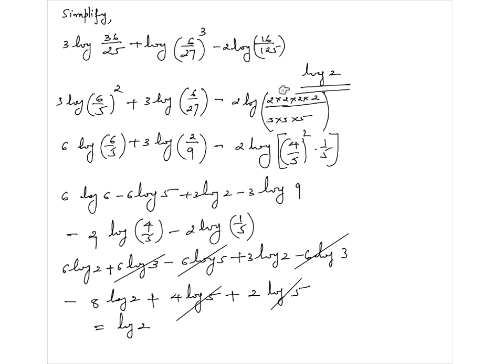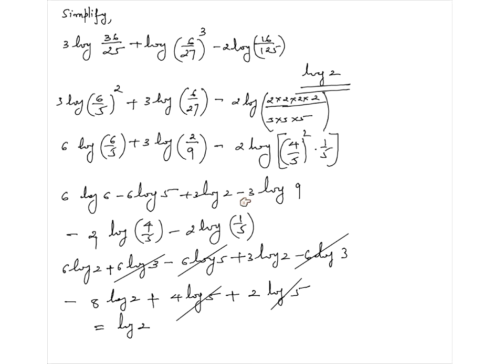Here it is 2 to the power 4, but 5 is cube. Different powers, not great. So what if we write it as 4 square upon 5 square as one group, 1 by 5 separate. There can be different approaches on how to handle this. This is just one approach. This is log m by n rule. Log m minus log n. 6 is multiplied to both of them. Again, log m by n rule. Log m minus log n. 3 is multiplied to both of them.